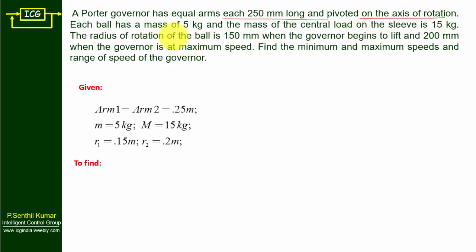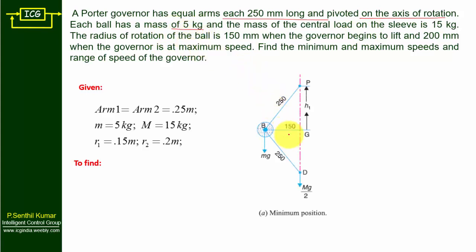The ball has a mass of 5 kg. So this is a free body diagram of the Porter governor. Let me tell you how to draw the free body diagram. First, draw a vertical axis. On that vertical axis, this is a pivot point. Here the pivot point is connected to the axis of rotation, and here you have an upper arm and lower arm. As mentioned here, both upper and lower arm are 250 mm long.